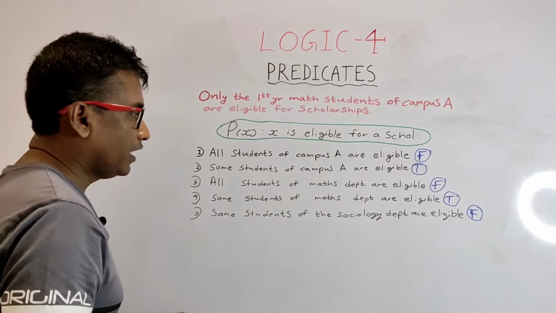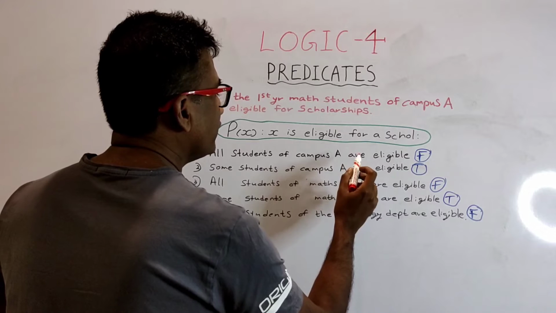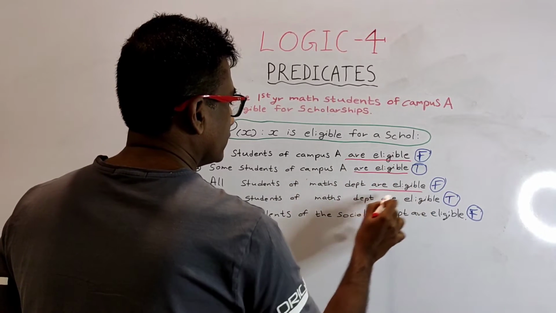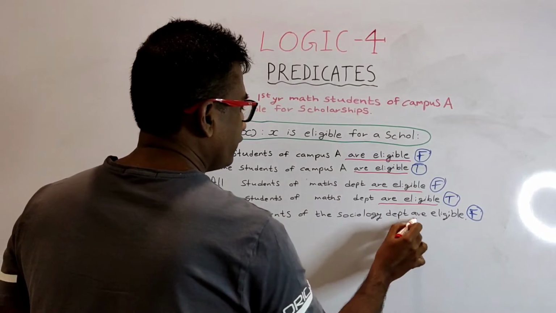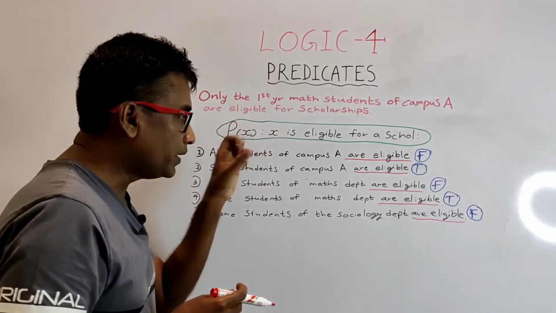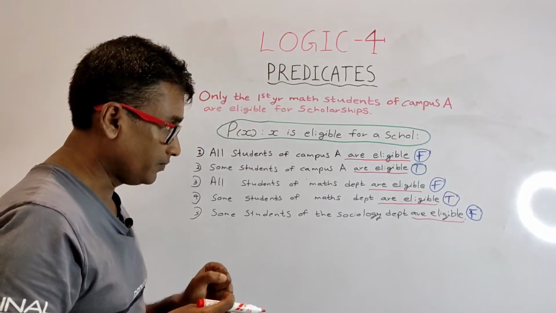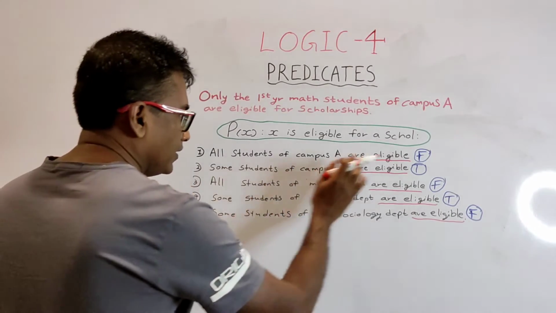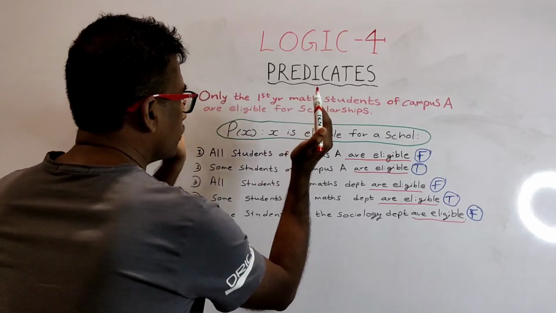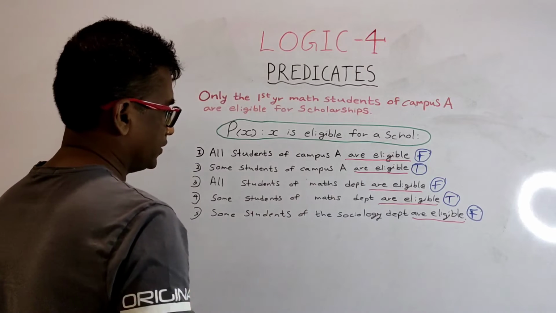Now if you look carefully, you can see that in all these propositions, the property is visible. Being eligible, this is the property. Now instead of talking about a specific person or a specific value, what was done is to apply this property over a specific, well-defined group of students.